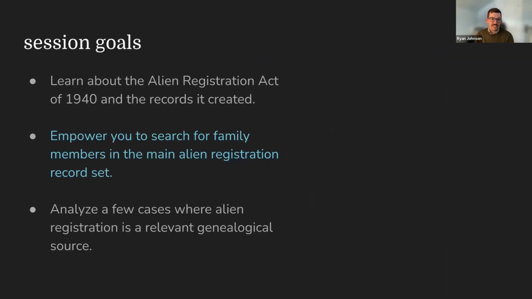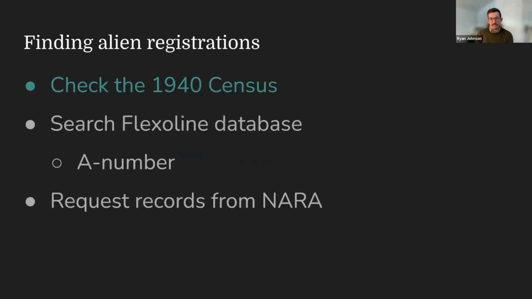Okay, so now we've got some context about the legislation and the records that are there. Let's move into how we get the skills to be able to find these records. What's nice about alien registrations is that most of them happened in 1940, only a few months after the census was taken in April. So the first step we're going to take is to check the 1940 census.